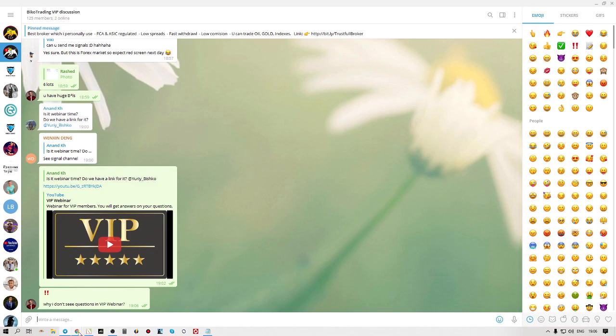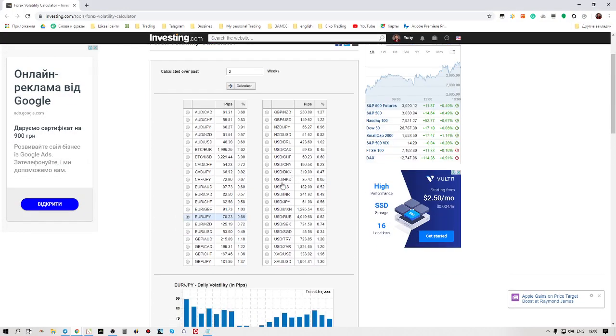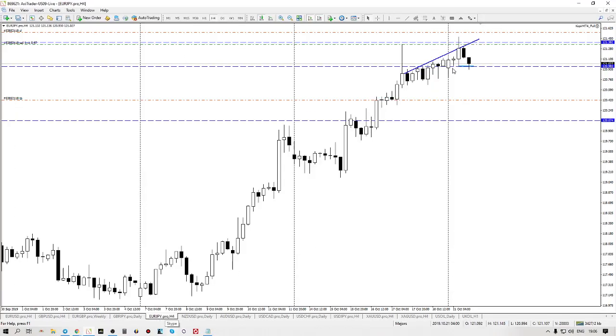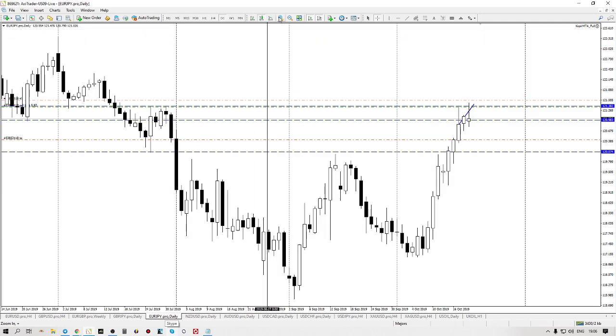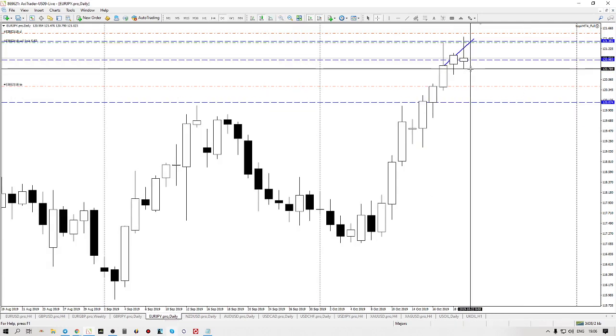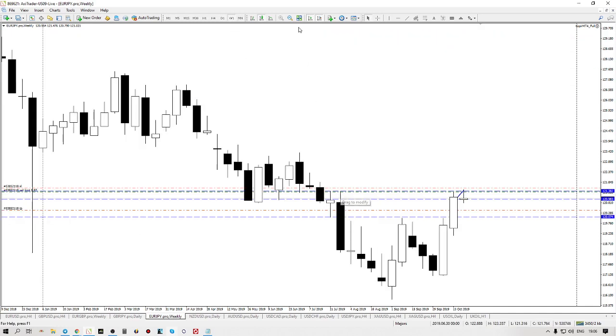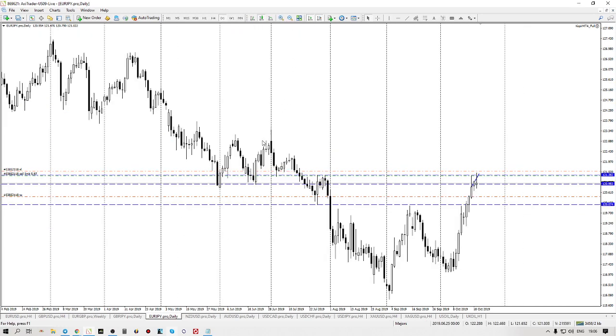Okay, once more about the example with Euro Japanese yen. Take a look, 78 pips per day. It is the average daily move on this instrument, and you can see that today price already rose up from the bottom to the top, nearly 70 pips. It is 90% of its average daily move, and also it bounced from this key level, from which price made a reload. It's really a good signal that with huge possibility price will hit this area.